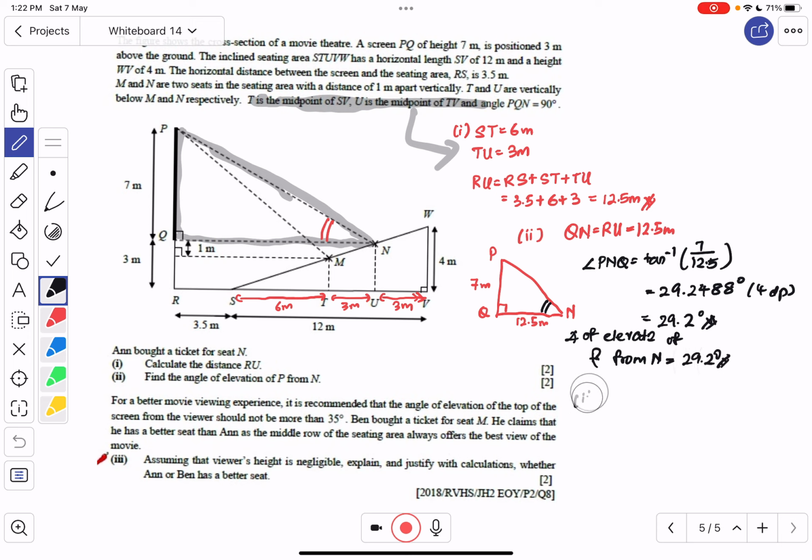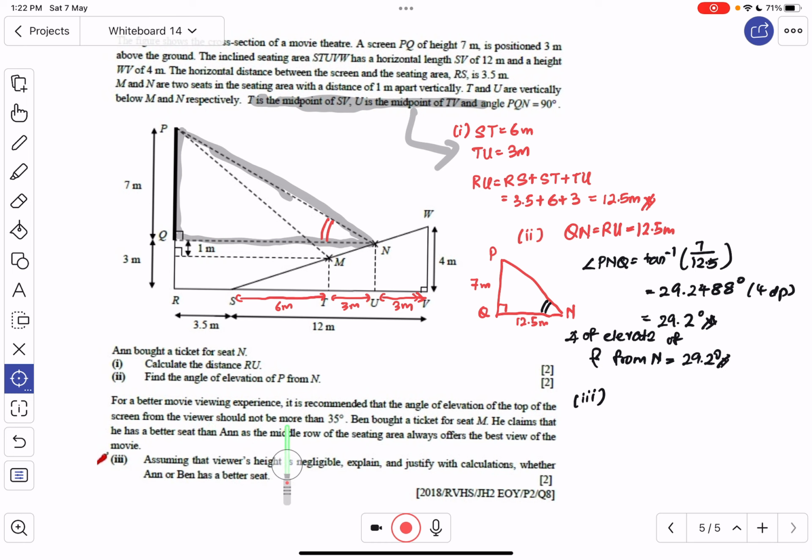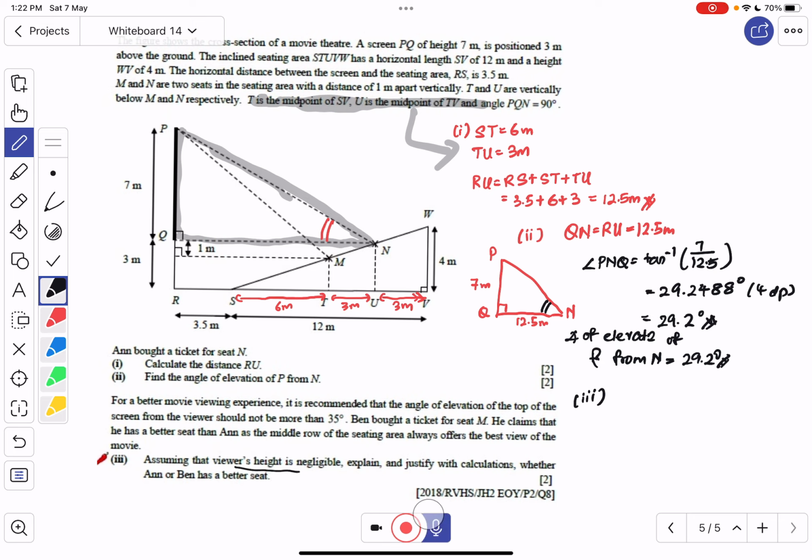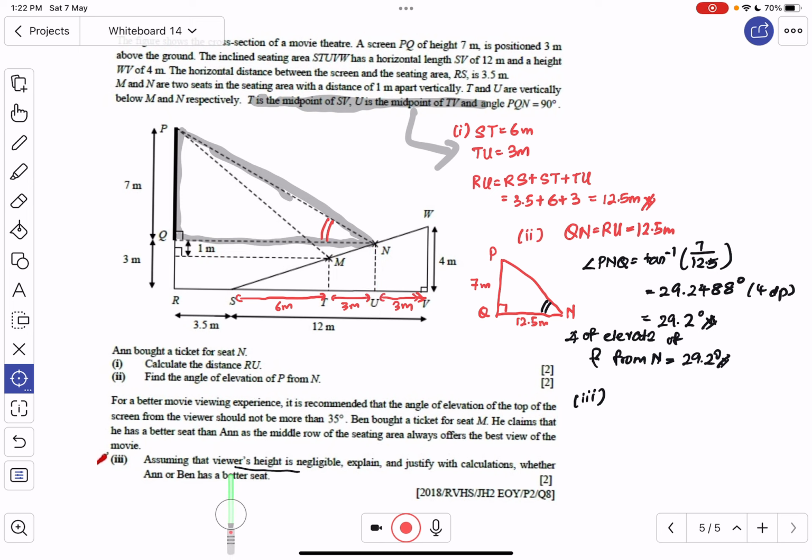Now for a better movie experience, it is recommended that the angle of elevation of the top of the screen from the viewer should not be more than 35 degrees, meaning that this angle here should not be more than 35, whether I'm at seat M or seat N. So Ben bought a ticket for seat M. He claims that he has a better seat than N, as the middle row of the sitting area always offers the best view. Assuming that the viewer's height is negligible, so just take it as 0.0 meters where they're sitting, justify with calculations whether N or Ben has a better seat.